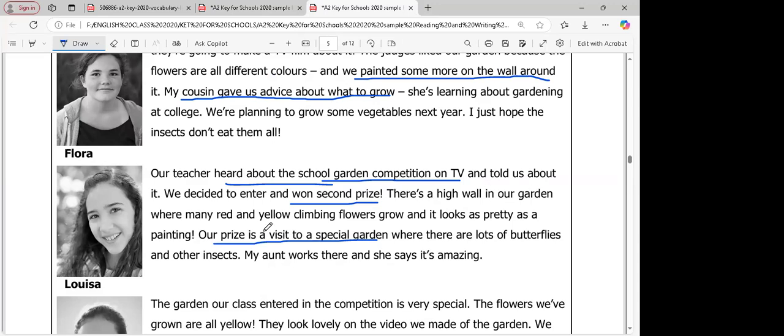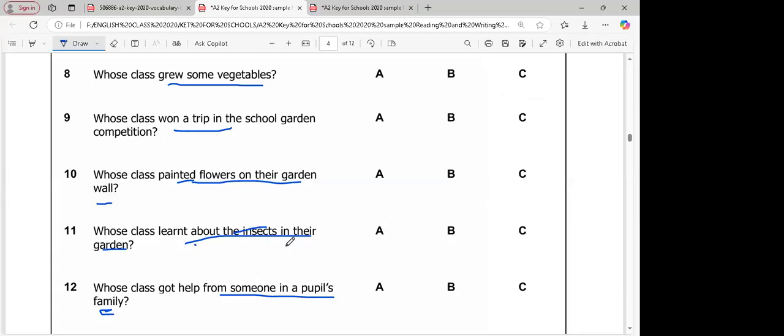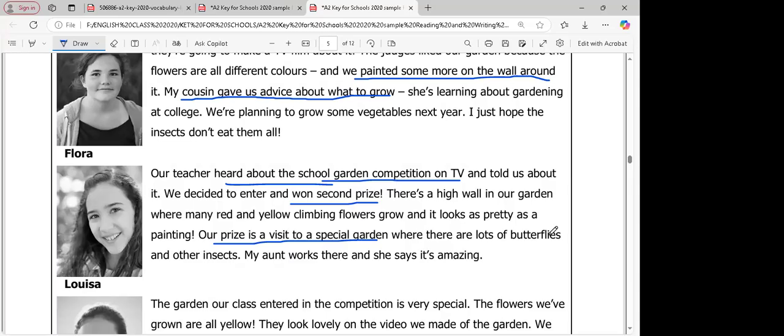There's a high wall in our garden where many red and yellow climbing flowers grow and it looks as pretty as a painting. Okay, so it doesn't make sense with the questions. The rest of the sentences: where there are a lot of butterflies and other insects. Somebody mentioned whose class learned about insects in their garden. So it's not learned about insects. It's about where there are a lot of butterflies and insects because of their flowers. My aunt works there and says it's amazing. So I guess you will find Flora as the answer for 2 questions.